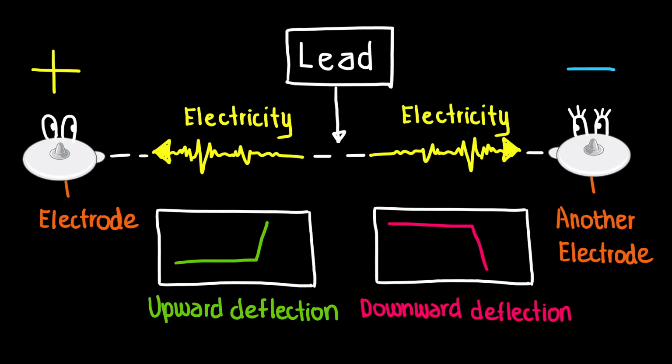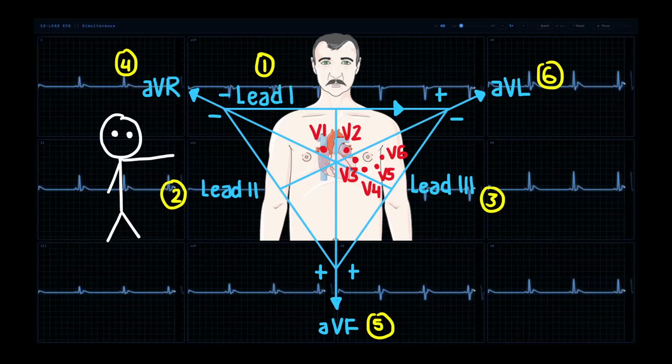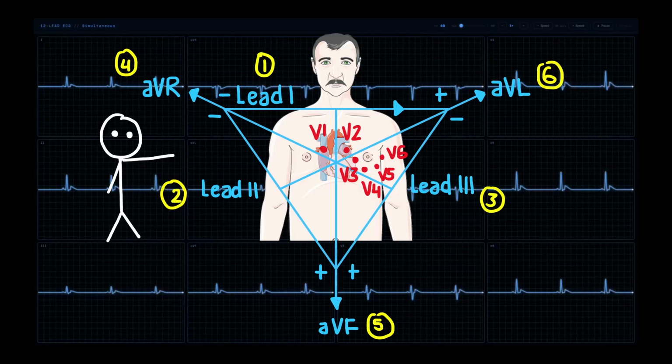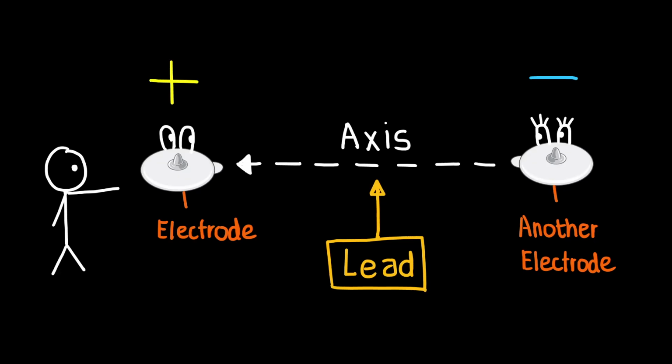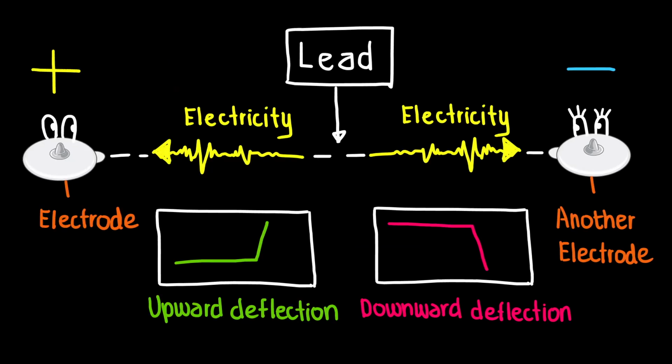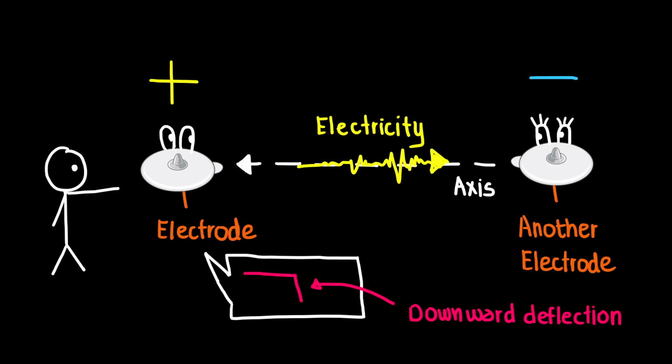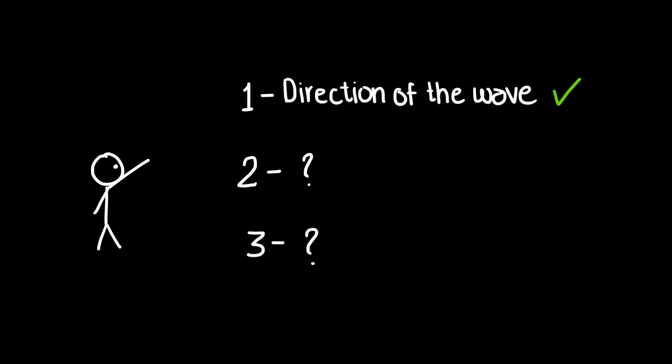Last time, we figured out how the ECG sees the heart. 10 electrodes, 12 leads, 12 different angles, all watching the same heartbeat at the same time. And each lead doing one thing, deciding whether the electrical wave is coming towards it or moving away from it. Towards the positive pole, deflection goes up. Away from the positive pole, deflection goes down. That gave us the first thing we needed, direction of the wave.